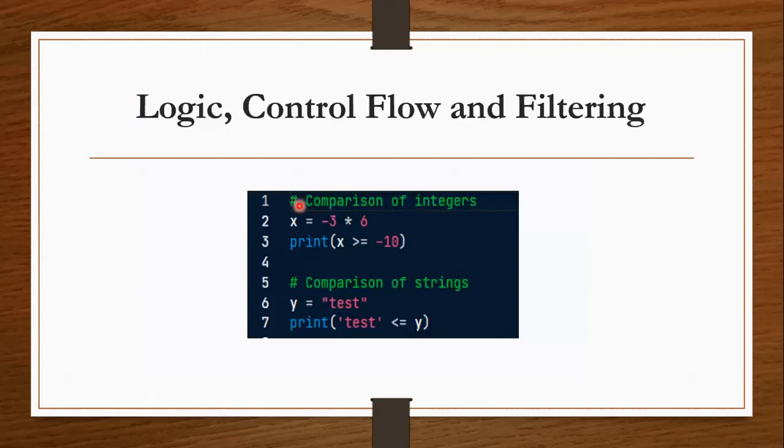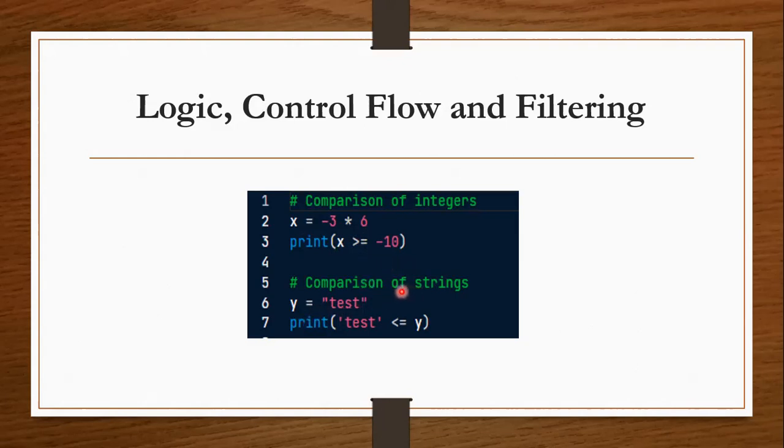What is logic, control flow, and filtering? In this way, we can mostly apply mathematical operations or aggregate functions. So here is x equal to -3 multiplied by 6. This is the query in which we multiply -3 with 6, and we know the answer will be -18. So we can print x greater than or equal to -10. The answer will be true because we know that when -3 is multiplied by 6, the answer is -18. So that's why this query will be true. In this way, with the help of Python, we can also perform this type of calculation.